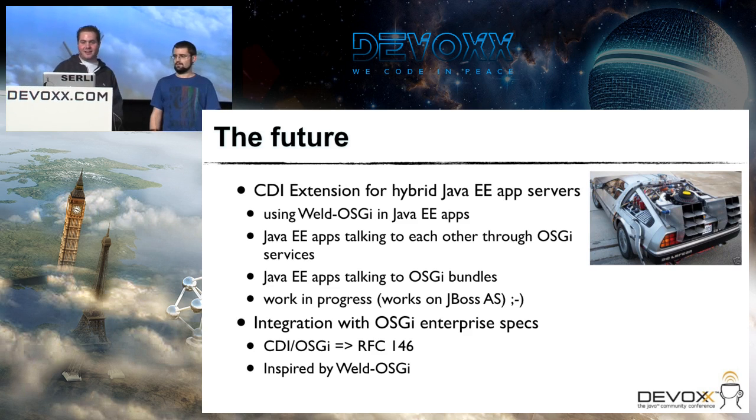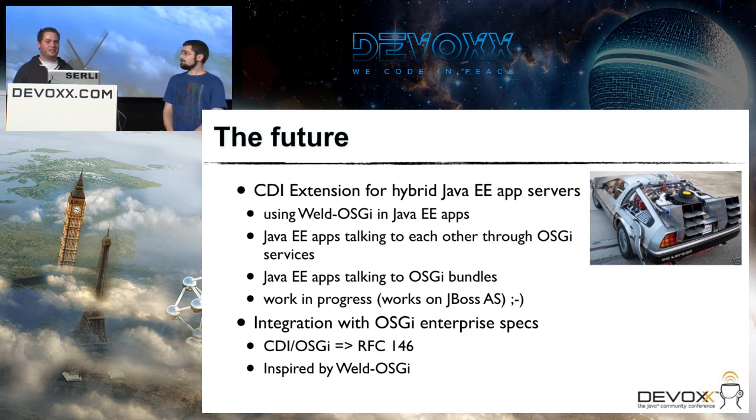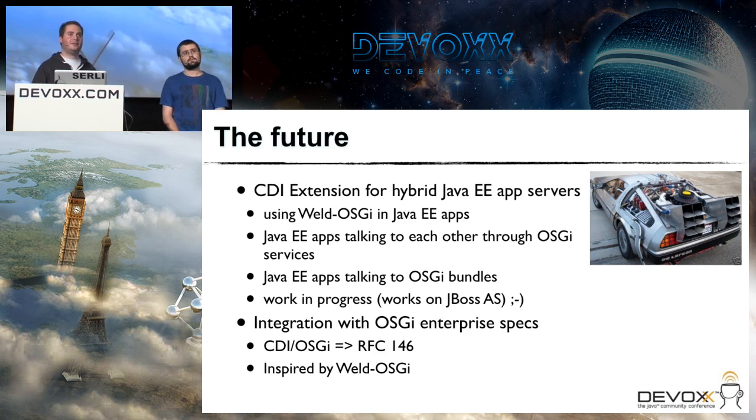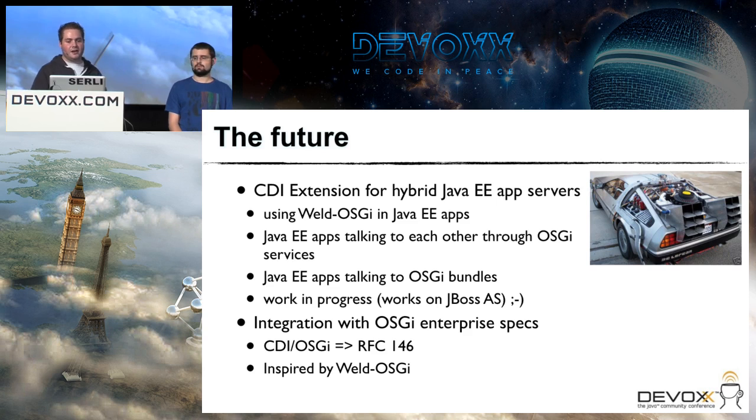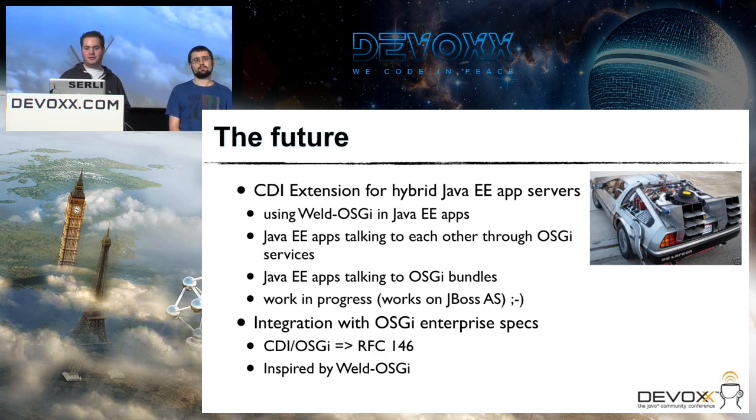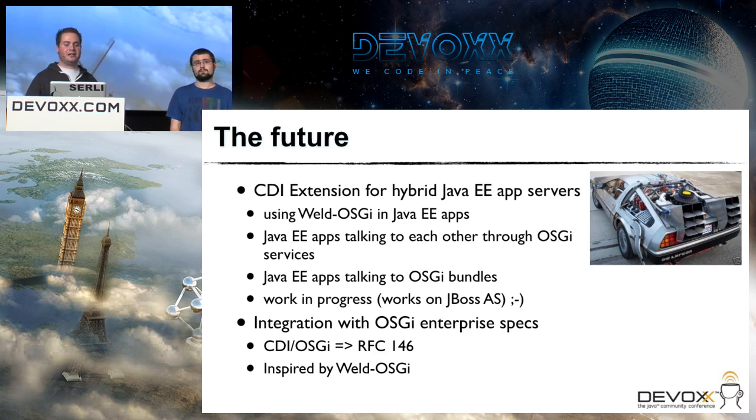About the future of Weld-OSGi, we are working on a new kind of extension to bootstrap Weld-OSGi inside hybrid Java EE app servers. These are servers that run on top of or embed OSGi, like Glassfish, Jonas, or JBoss AS. It's already working on JBoss AS, but it's kind of a hack. We are looking for something cleaner to do that. But with this extension, you can really make your Java EE applications talk to each other through the OSGi service registry, or talk with OSGi bundles.